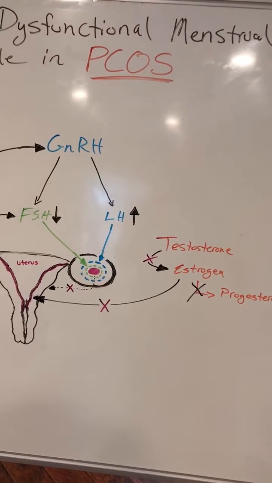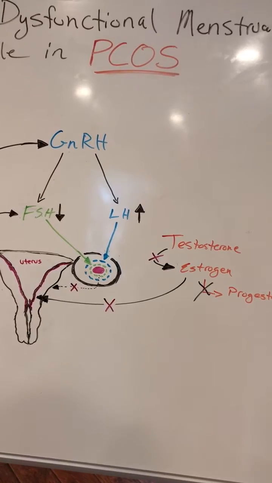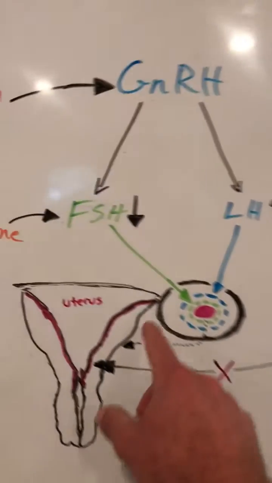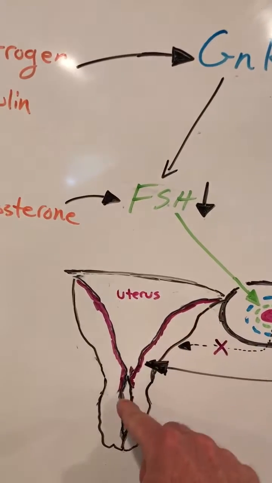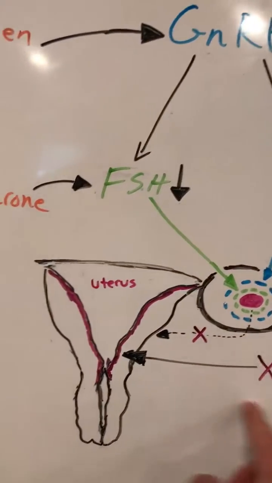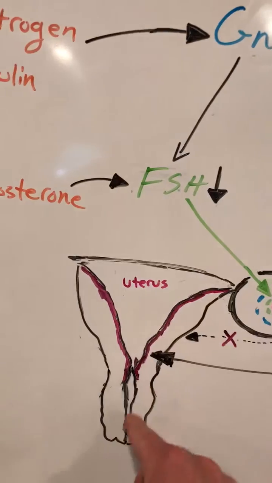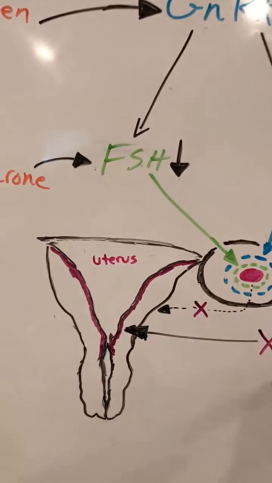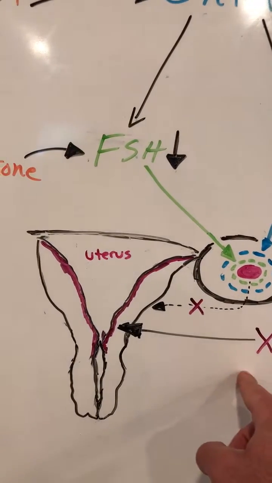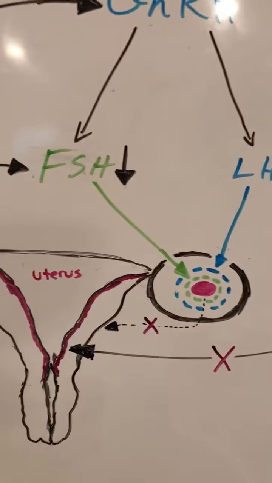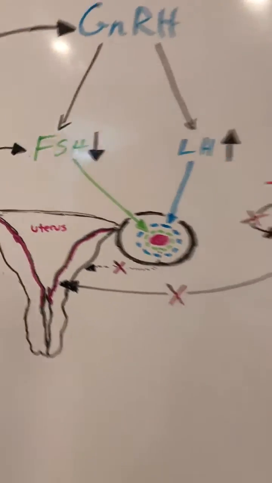So estrogen tries to build up the endometrium, right? This right here is the uterus, the endometrial lining. The red is the endometrial cells, okay? So estrogen, as you know, is designed to cause the endometrial cells to proliferate. Right before ovulation, this happens, okay? So it's right in the follicular phase, okay?